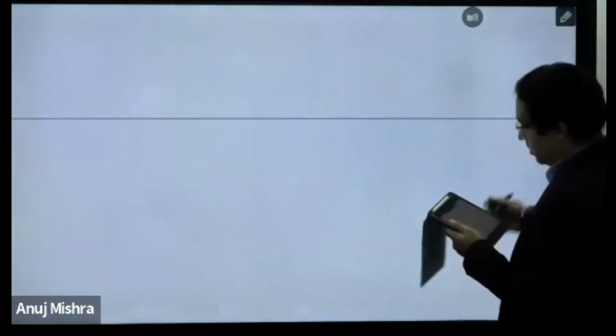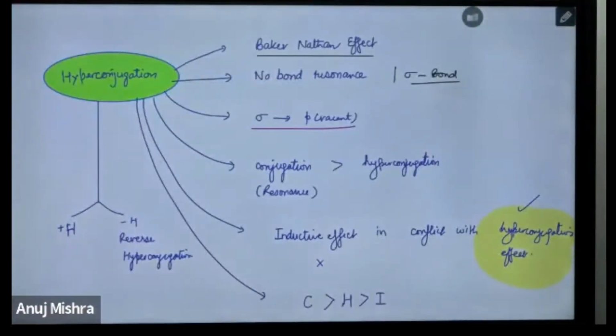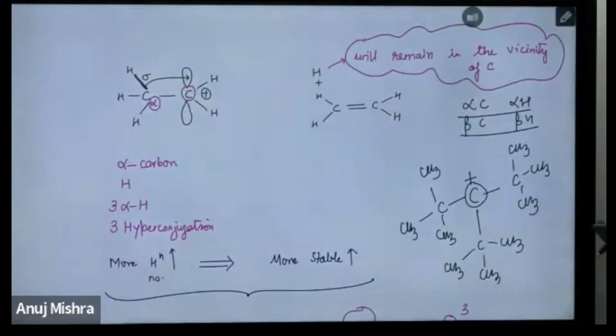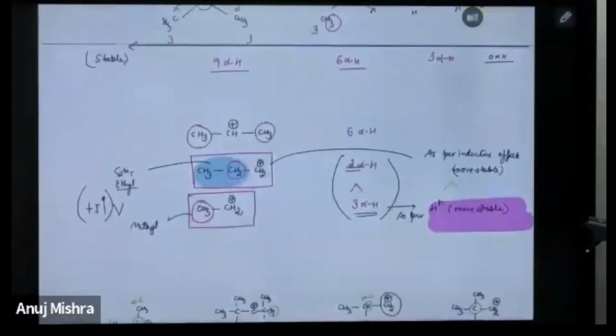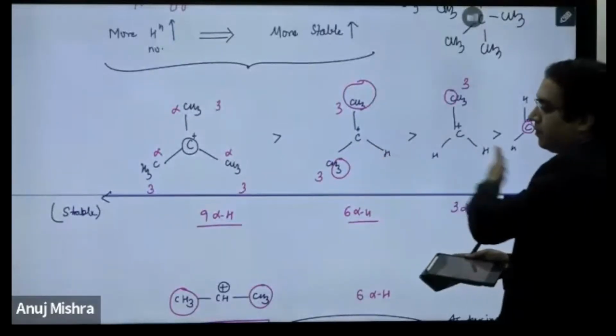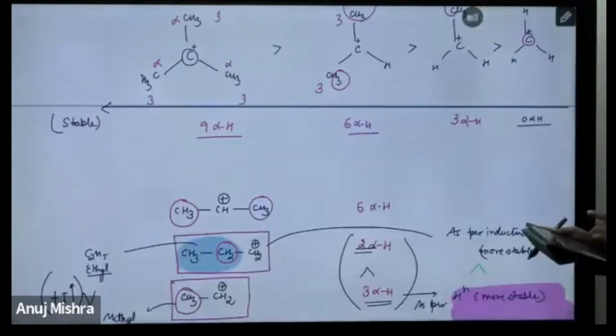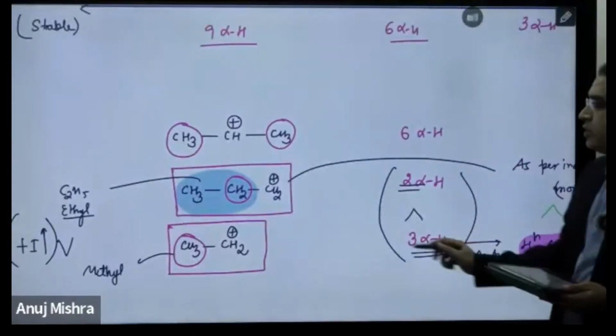So I'm removing it, considering that you understood this. So quick review of hyperconjugation. This part is clear. This is also clear. How do we count alpha H? That part you understand. Now I'll come to the double bond part, but before that, this is also clear. This is more stable in the sequence. This kind of question, 6, 3, 2. 3 is better than 2.